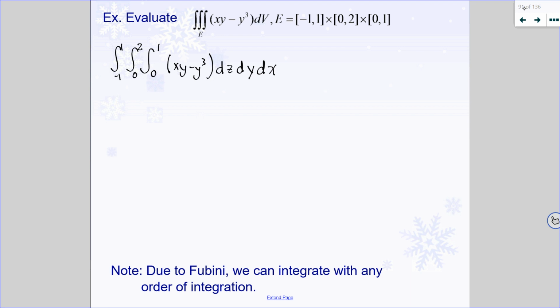So the first integral will just be me adding the z to that. So I'll just have xyz minus y cubed z from 0 to 1. So that's going to be xy minus y cubed, so essentially keeping it unchanged.